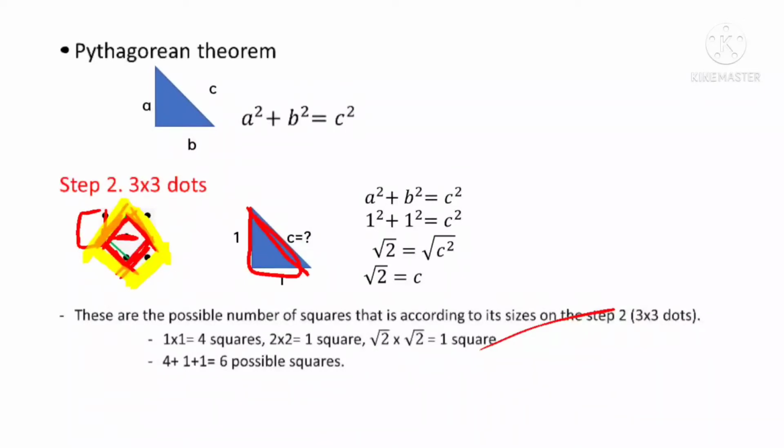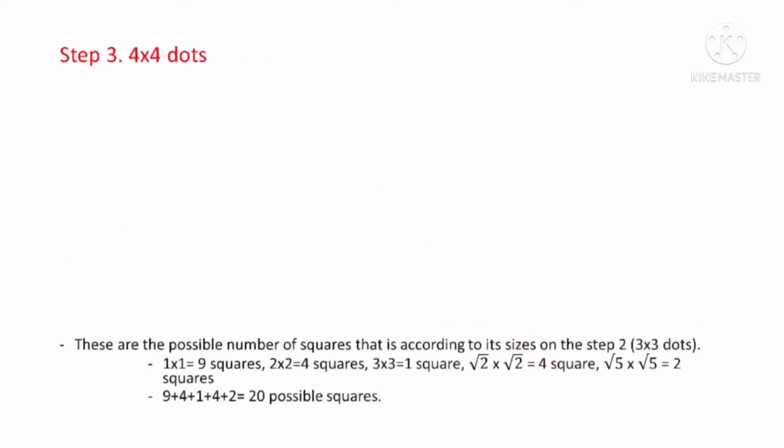So, ito na yung possible. 1 by 1 is 4 square. 2 by 2 is 1 square. Square root of 2 by square root of 2 is equal to 1 square. So, therefore, it is 6 possible square. So, next, step 3, 4 by 4 dots. Ayan, yung mga possible square na hindi pa natin alam yung size.